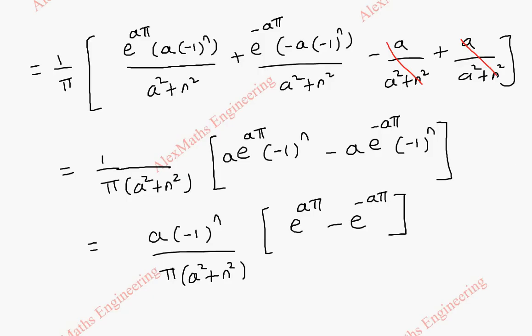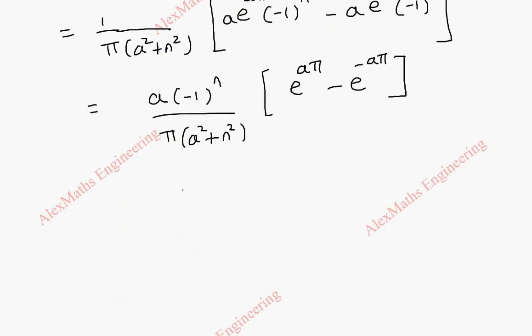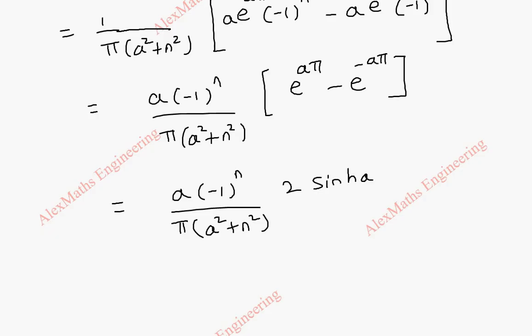But this whole thing is 2 times sin h a pi. So a into minus 1 whole power n by pi into a square plus n square. This is 2 into sin h a pi. So finally we got an.